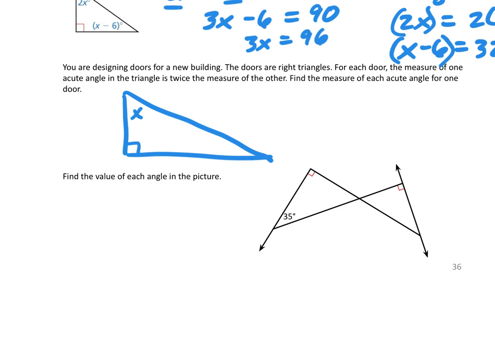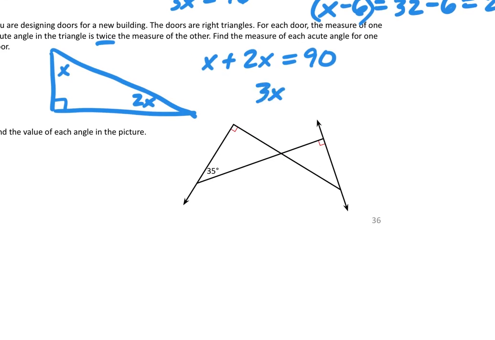What's an expression I could use if the first one's x? What's it tell me about? Yeah, 2x. It's double, right? It's twice the measure. So this has to be 2x. And what do those two acute angles have to add up to be? 90. Okay? So 1x plus 2x equals 90.